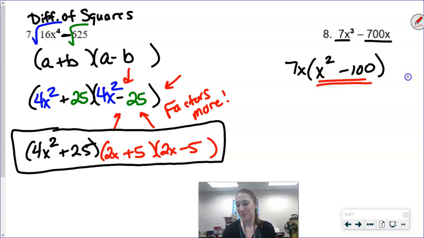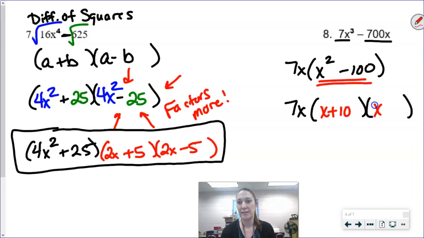This is the difference of 2 squares again. So leaving the 7x in front, don't lose that part. The x squared minus 100 will factor into good twin, evil twin, right? So x plus 10 and x minus 10. And that, my friends, is the final answer to that question.